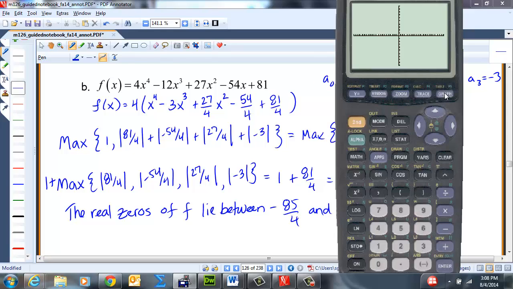And that's not very illuminating. So let's go to our window. We're probably going to need to make this guy bigger. So let's do our window on the y values. Let's do negative, I don't know, 100 to 100. Let's see what we get.